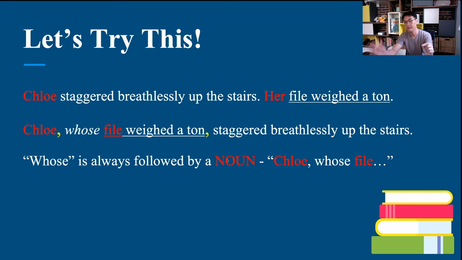So whose, always followed by a noun, right? Chloe, whose file. James, whose dog. Alan, whose cat. Mr. Pang, whose lorry. Okay, so the word that comes after whose is always what belongs to the subject. Mr. Pang's lorry, right? James's cat.